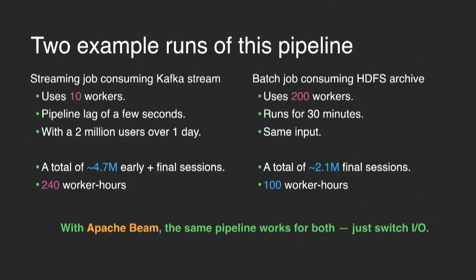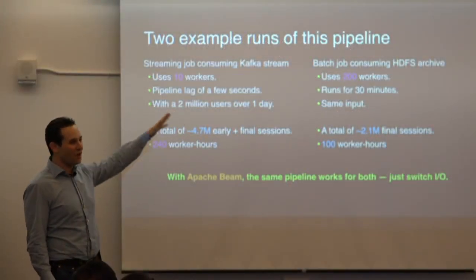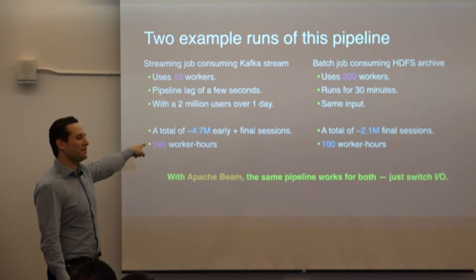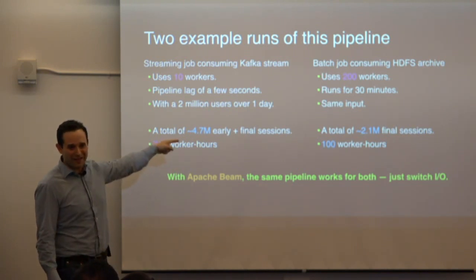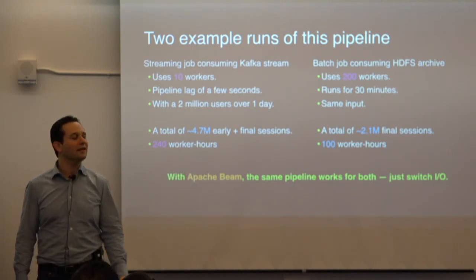And then the Apache Beam model lets you write one pipeline that could be run in either mode with these very different characteristics: different latencies, different performance characteristics, even different outputs because of the triggering, but you only had to write it once. Yes?